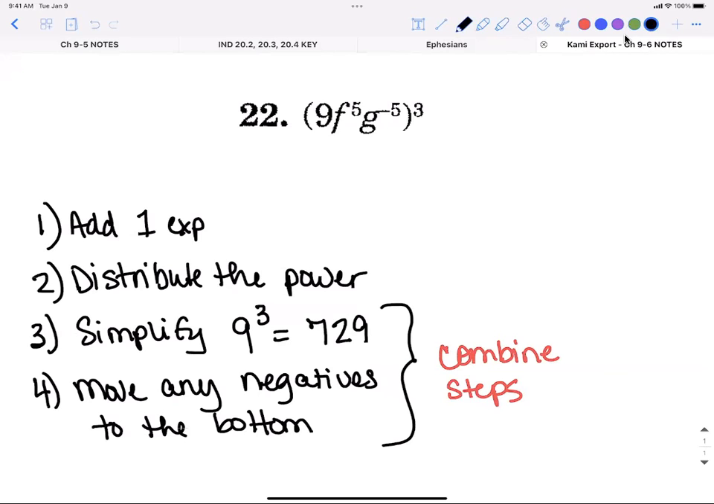We've already done this. If it's a number to an exponent, let's go ahead and simplify that. And then we're going to move any negatives to the bottom. So it's nothing we haven't already done above. It's just all in one problem. And I'll show you why combining steps 3 and 4 is really easy.